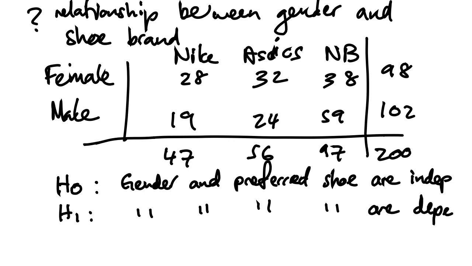Okay, any questions so far before I proceed? So this is your first step for your chi-square test. This is your step 1, stating H0 and H1. Remember, H0 is always the case where there's no relationship, or in other words, they're independent, and H1 is when they are dependent. All right.